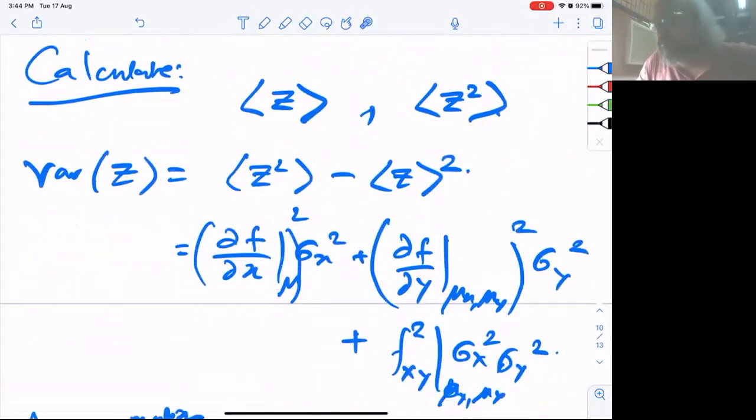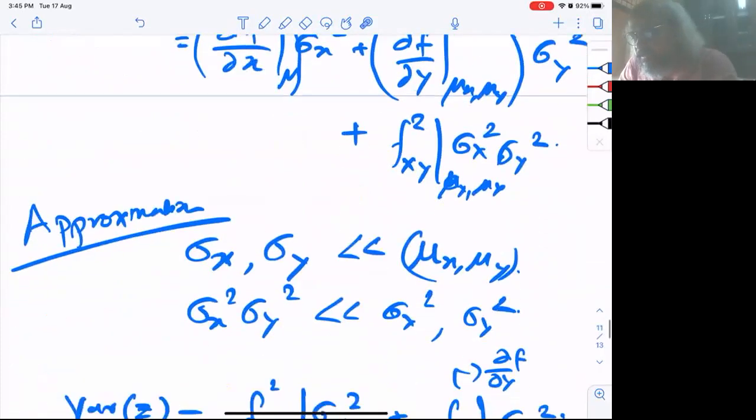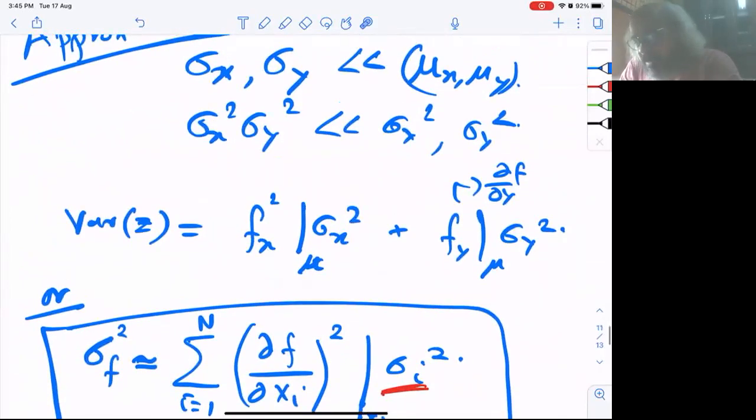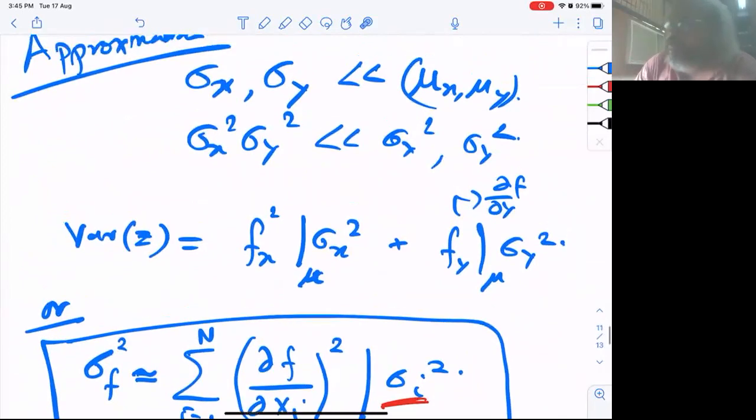But when you do that properly, when you calculate z square minus z average square, you're left with quantities like del f del x, del f del y, and del x del y of f, and then sigma x square, sigma y square. So exactly this combination is what you're left with. You do further approximation. Remember that you're already riding on the central limit theorem, so large n limits and so on. You do further approximation.